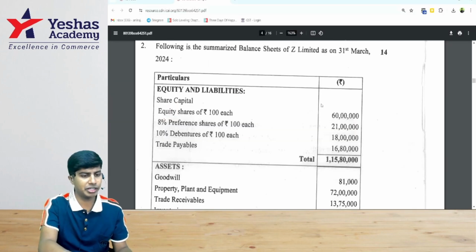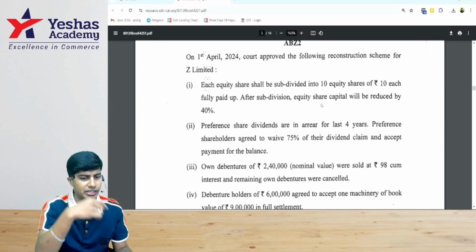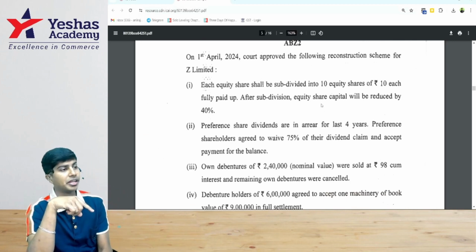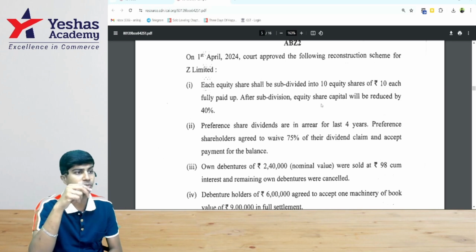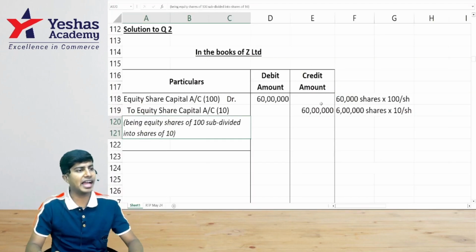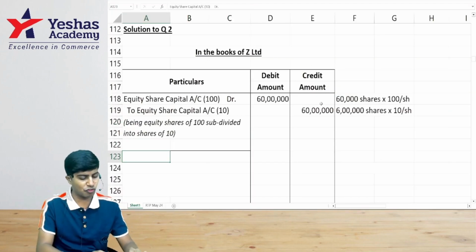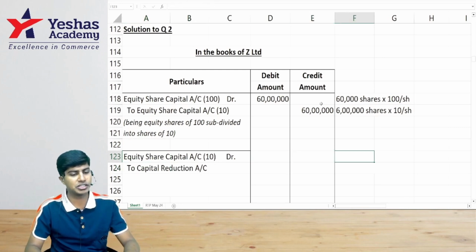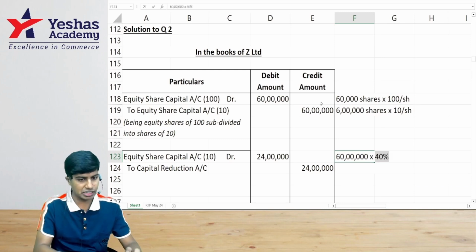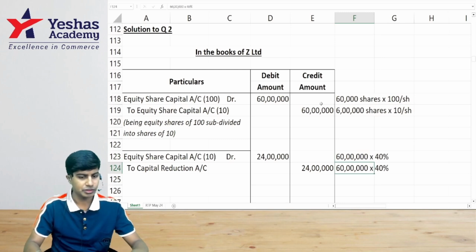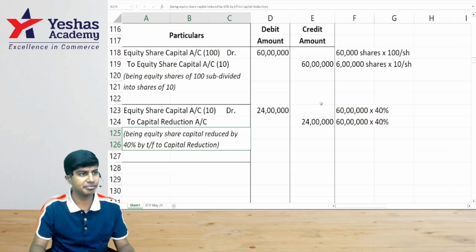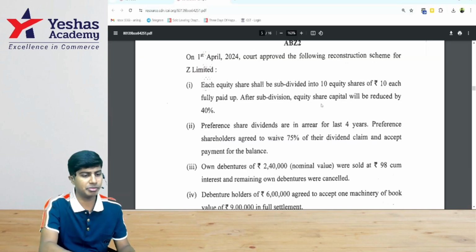Read the next adjustment. The next adjustment here is after subdivision, equity share capital will be reduced by 40%. It will be reduced by how much? So 60 lakh will be reduced by 40%. Shall I transfer 40% to capital reduction account? How much is 40% of 60 lakh? 24 lakh. We'll write it as 60 lakh multiplied by 40%. Everyone understood this? Isn't it easy? Come to the next adjustment.